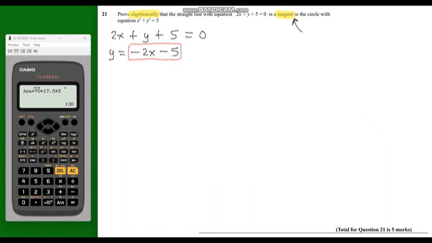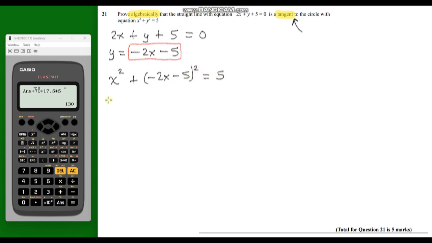So now I've made y the subject, I can substitute this expression for y into my quadratic equation. So let's do that. So we've got x squared plus y squared. So instead of writing y, I'm going to write (-2x minus 5) all of that squared, and that equals 5.